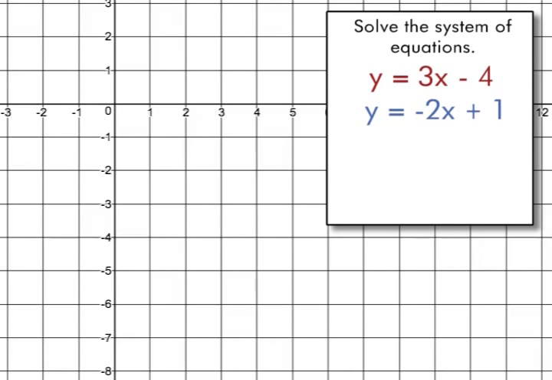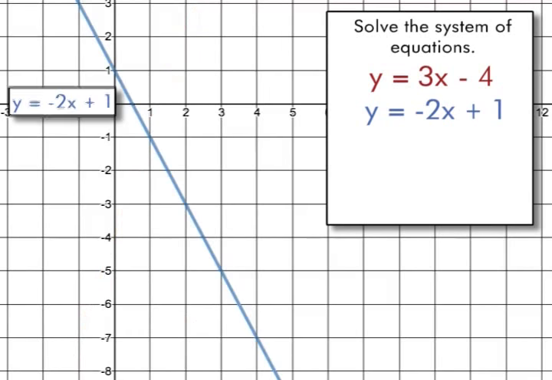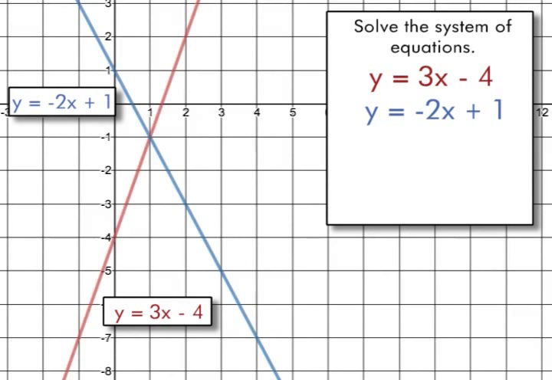So let's start by graphing y equals 3x minus 4. And that graph would look something like that. Now, I also need to graph y equals negative 2x plus 1, which looks like that. Now I've done that very quickly, but you know the technique for graphing these. Find the y-intercept, use the slope to find another point, draw that line. But the surprising part comes from when I graph both of them at the same time.